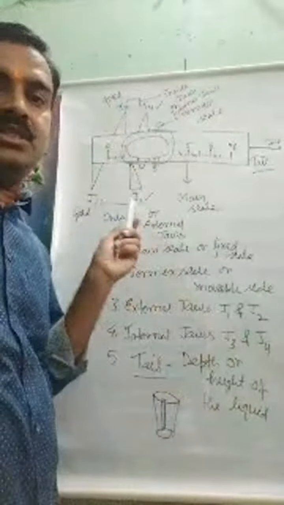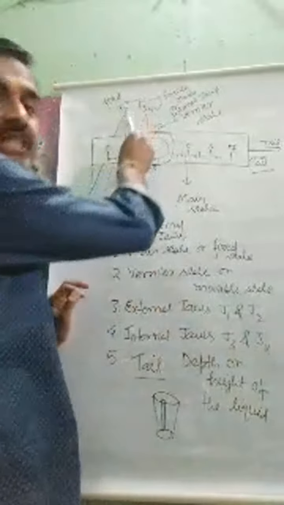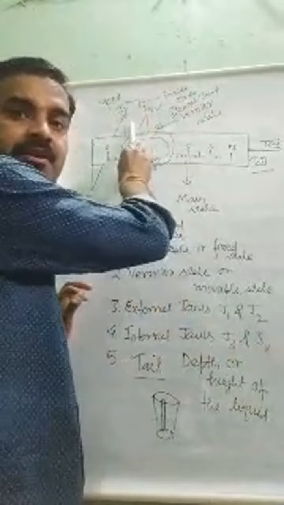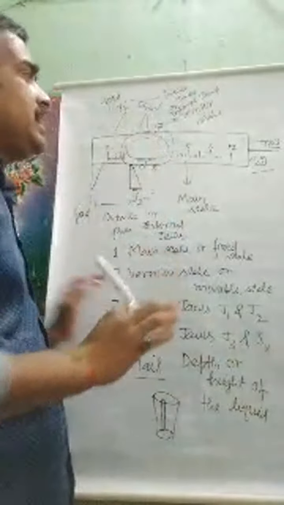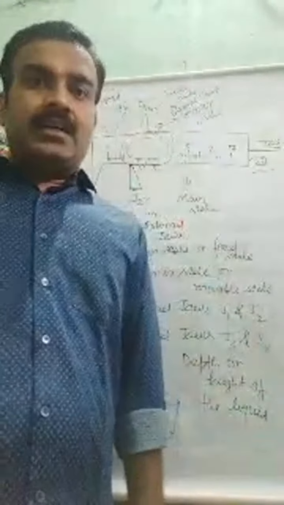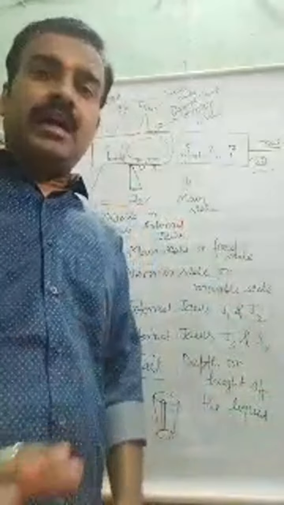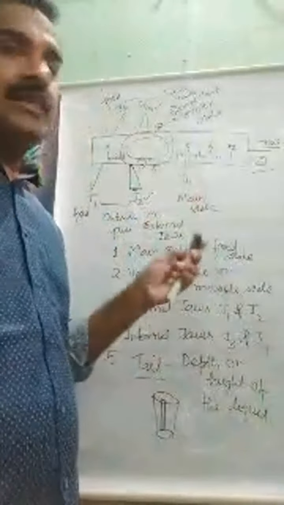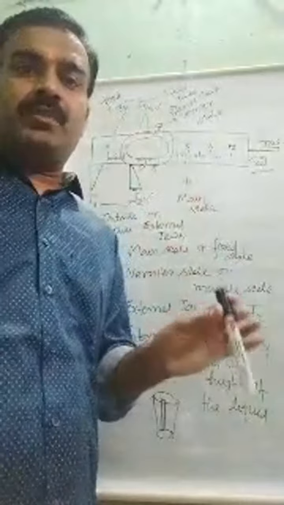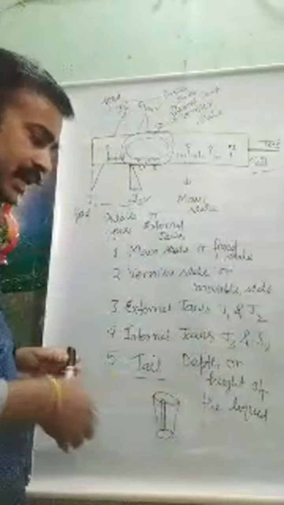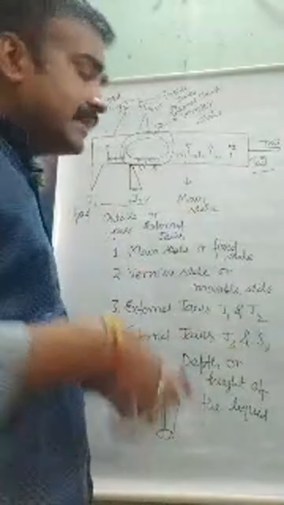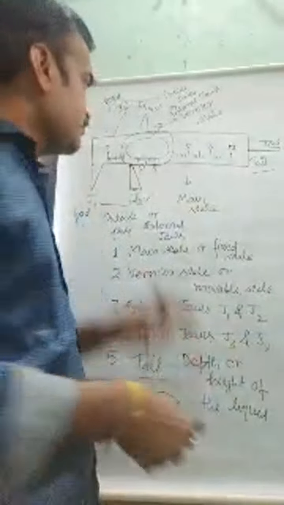Okay, J1 and J3 will be the fixed ones, while J2 and J4 will be the movable ones. Okay, this is the construction of the Vernier calipers. Now come to the next thing, that is the diagram.